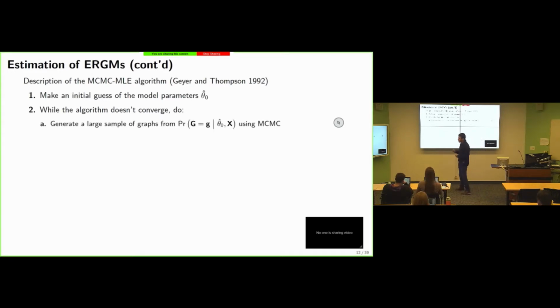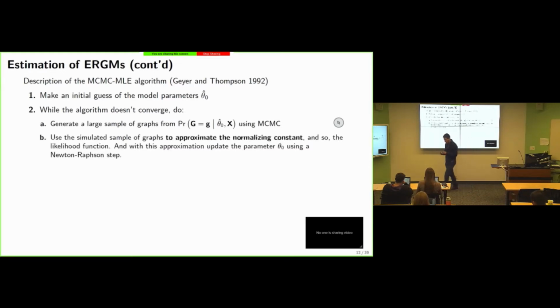And then here comes the simulation part. While the model doesn't converge, in order to update this parameter, they simulate a large stream of graphs, fixing the model parameter. In other words, they say, let's assume that this theta hat that we have is actually the true theta. Using that, they simulate a bunch of networks, maybe thousands of them, and use them to approximate the normalizing constant and so the likelihood function. With that, the problem becomes very similar to what you would do using a logistic regression. The only thing you need to do is update the theta parameter right after that.